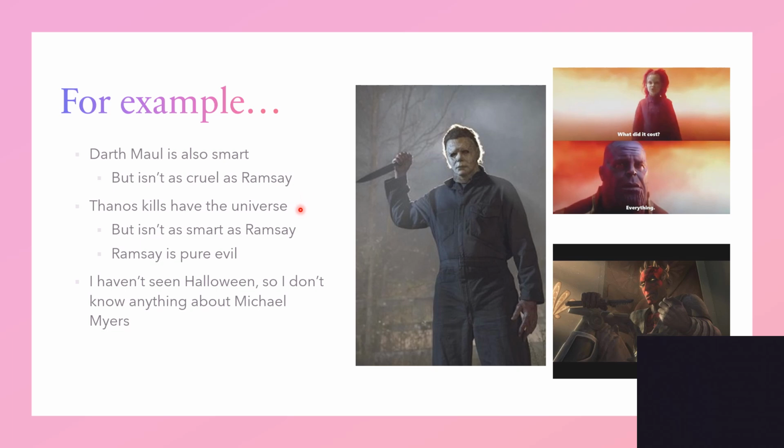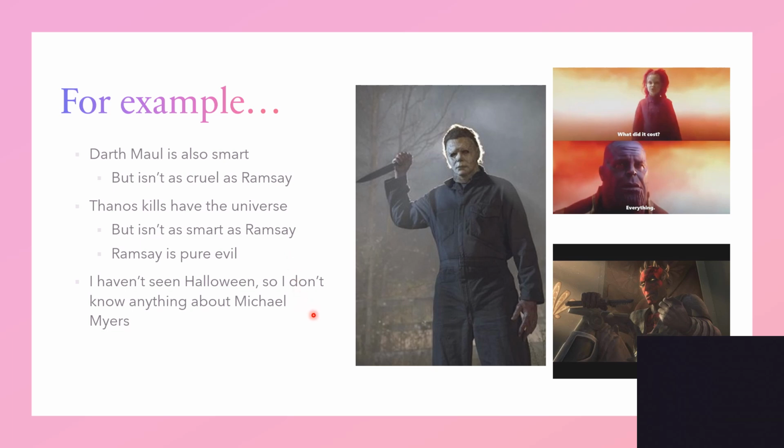Another point too, we're going to admit Thanos killed half the universe, right? So clearly he has a higher kill count than Ramsay does. So we're going to acknowledge that. But we're going to point out that he isn't necessarily as smart as Ramsay, right? Ramsay clearly has a very well thought out plan. Also, Ramsay is pure evil. He enjoys the killing. Thanos, in his mind, had a reasoning behind it, right?